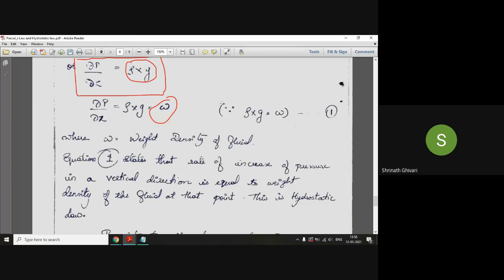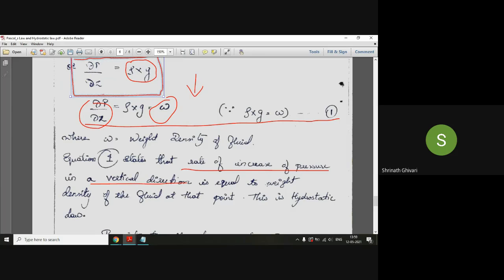Now, this is equation 1, so this completely is equation 1. It states that the rate of increase of pressure in a vertical direction, that is Z, is equal to the weight density of the fluid at that point.